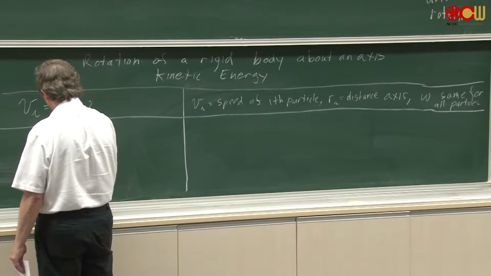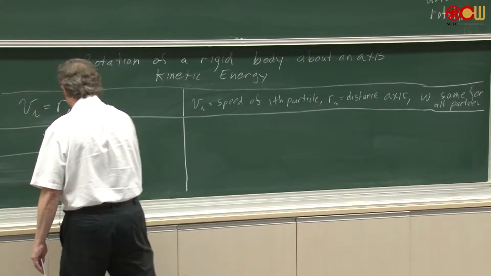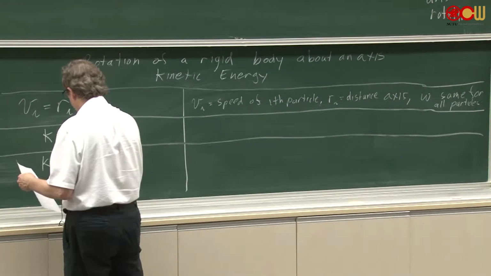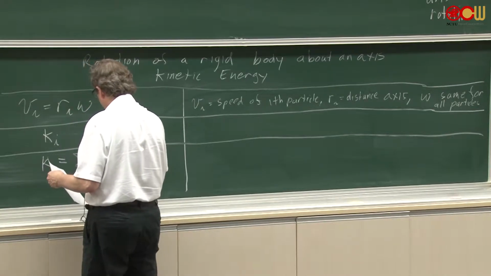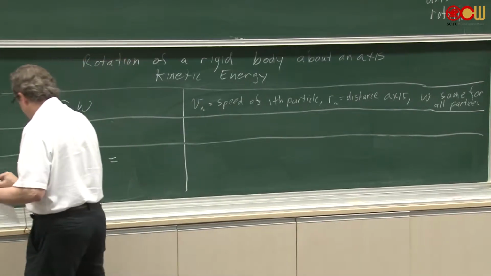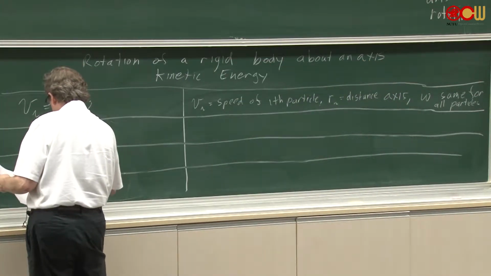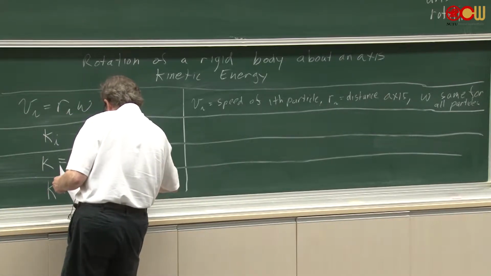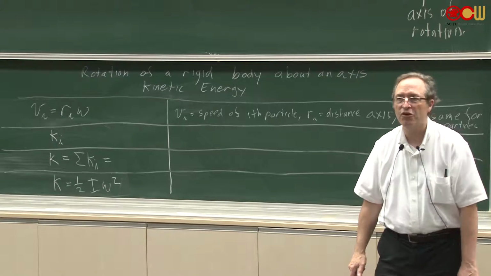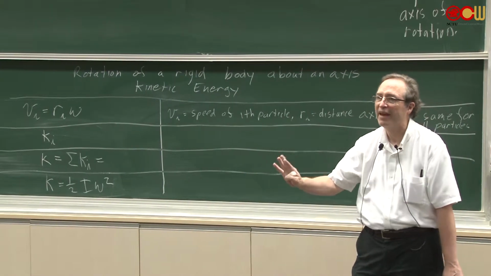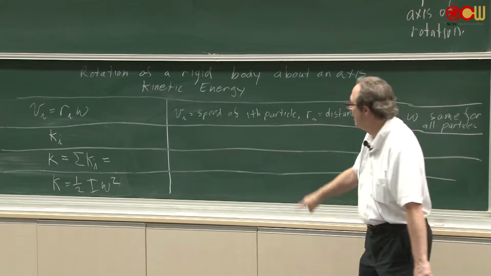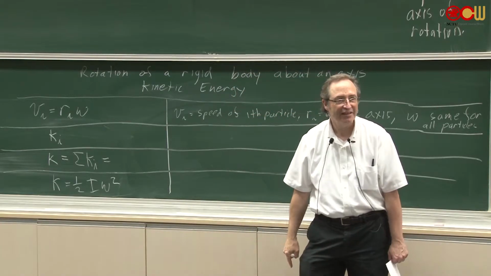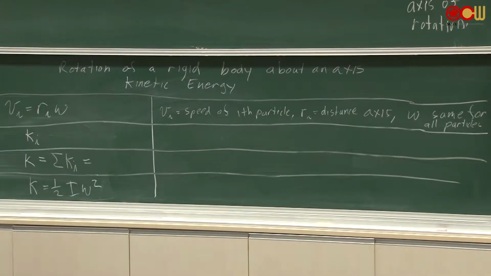Now I want you to fill in the kinetic energy of the ith particle and what you did to get it, and then the kinetic energy for the whole thing. I'm going to start by writing this, but then you have to fill in the rest and give a reason. And then finally, we get K equals 1/2 I omega squared. So you have 2 or 3 minutes. I'm going to call on somebody and ask what they put in each spot. So everybody write something down. Go to it. Fill that table in.